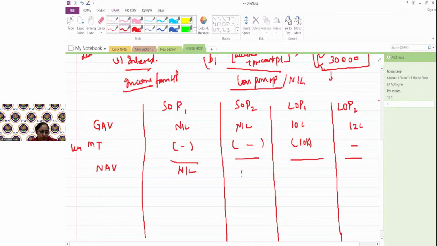Net annual value nil. Here net annual value is 9,90,000, and here 12 lakhs. Now there is a loan going on for let out property 2, in which interest accrued during the year is 35,000 and pre-construction period interest total is 6 lakhs. Okay, total 6 lakhs, and for the year let's increase it a little and make it 85,000.